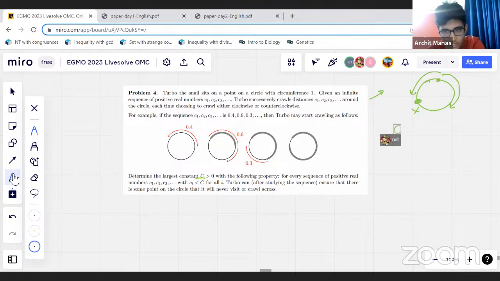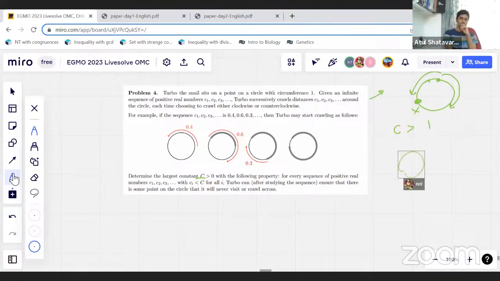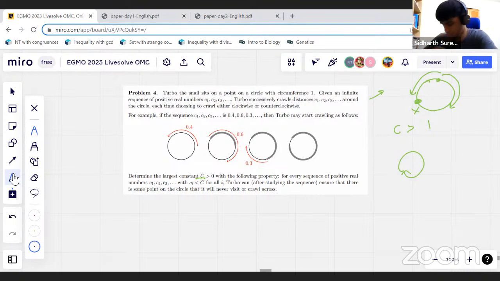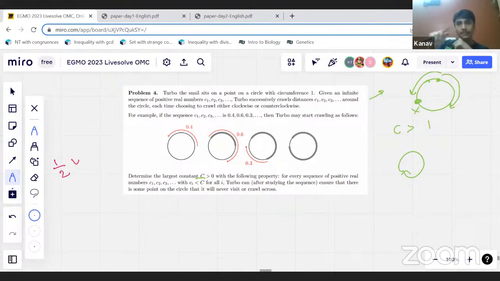I mean, obviously, C can't be greater than 1. Yeah, right, because if it's 1, then you just go and visit everything. In fact, C can't be greater than 0.5 either, because you can never go to diametrically opposite. You'll always move away from the diametrically opposite. Okay, so wait, does half work or not? So half works. Exactly half works. Yes.